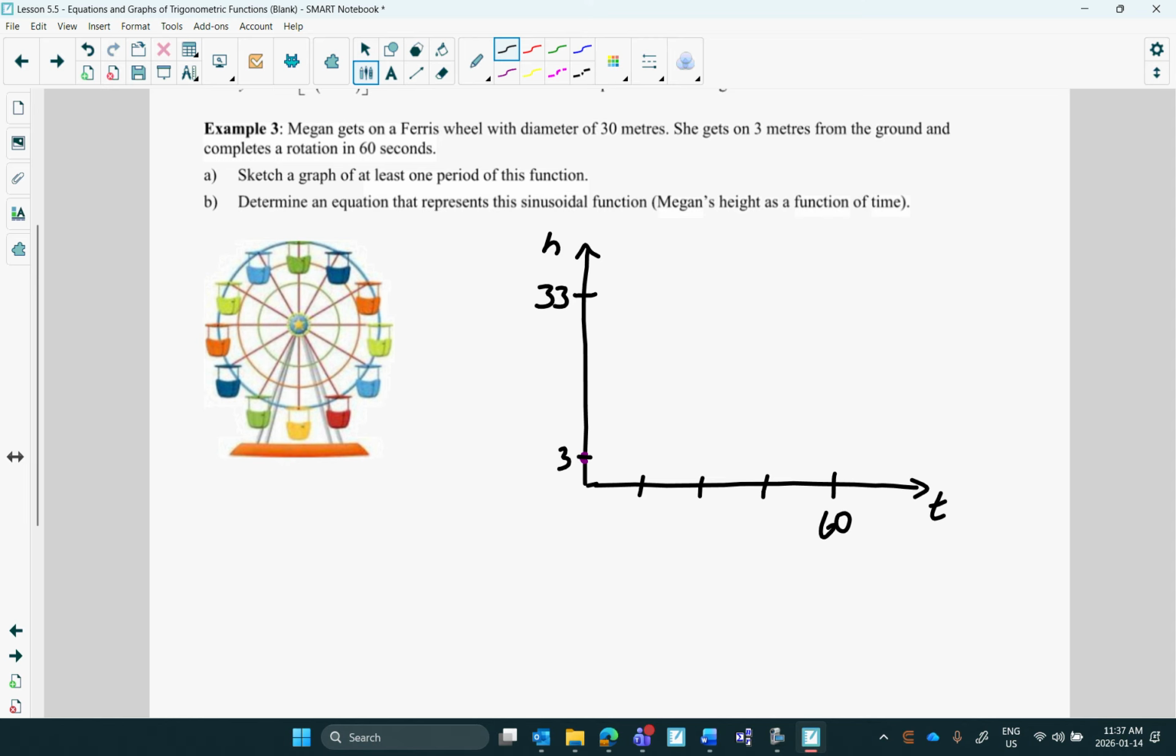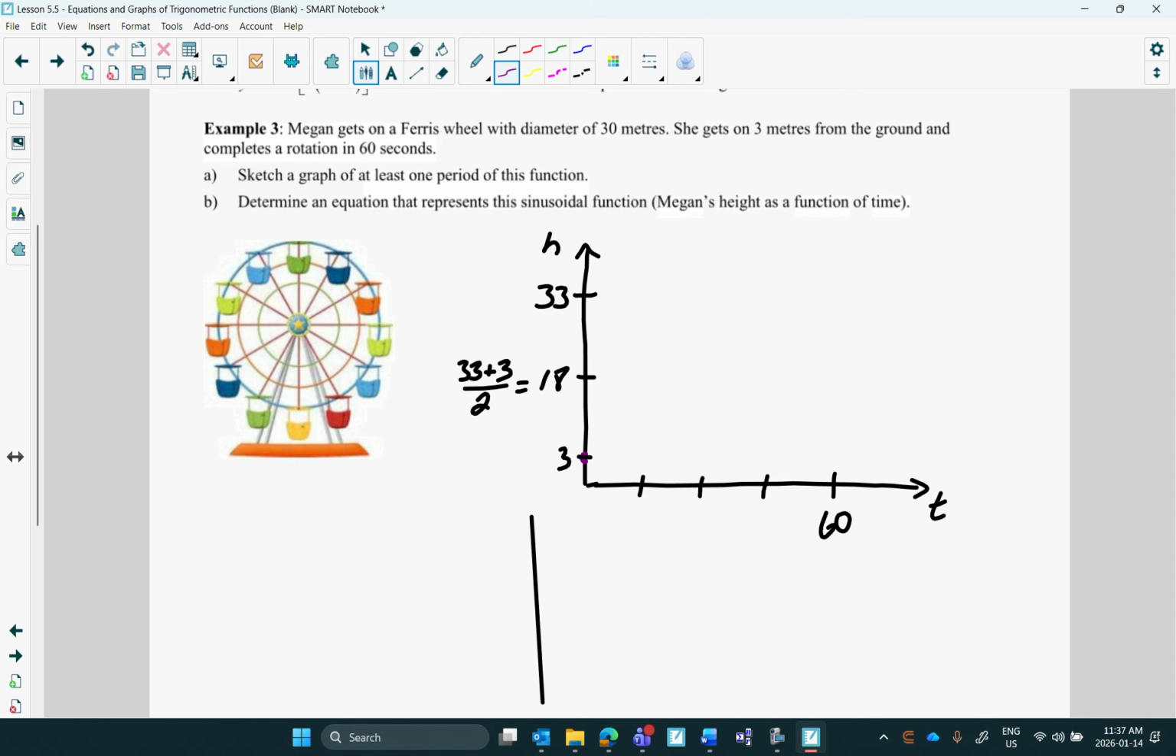Well, remember, to accurately sketch a graph, I need the midline too, don't I? What would the middle value be? How would you find that? Yeah, 33 plus 3, divide 2. And we get 18. Now we've got everything we need.